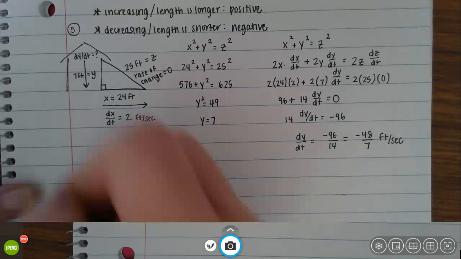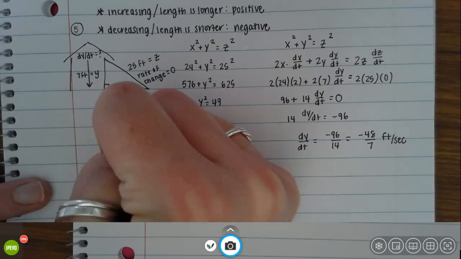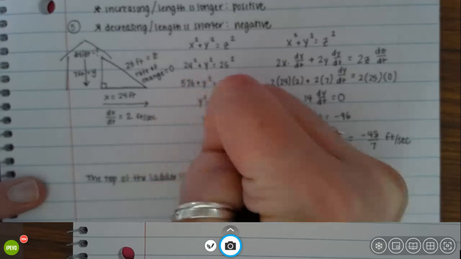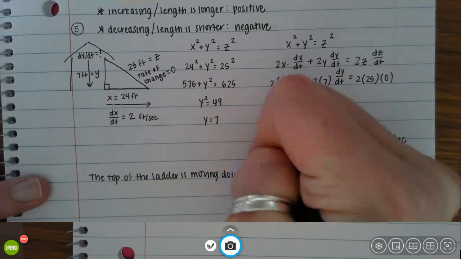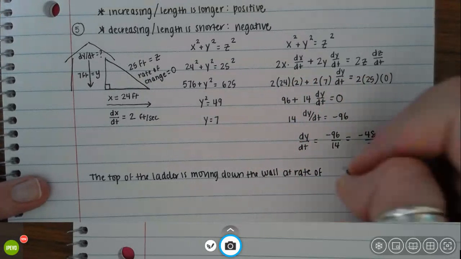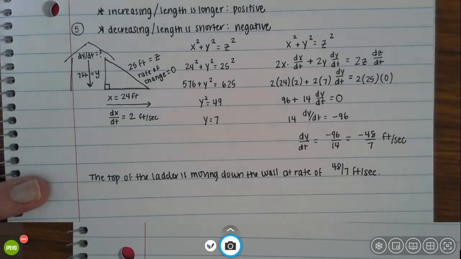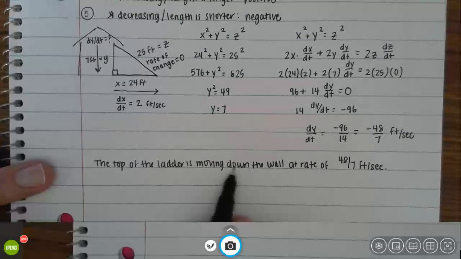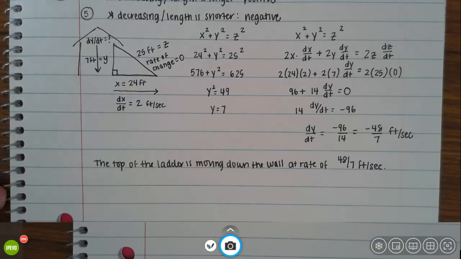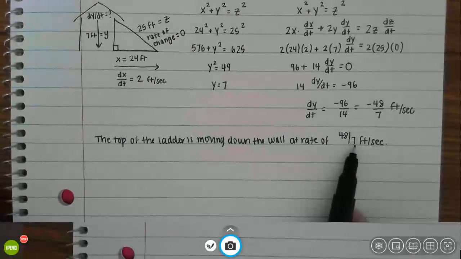So I can summarize and say the top of the ladder is moving down the wall at a rate of 48 over 7 feet per second. Notice that I'm not putting the negative there because I'm indicating that we're moving down the wall. And when we are moving down the wall, that is implying that that would be negative. So the top of the ladder is moving down the wall at a rate of 48 over 7 feet per second.